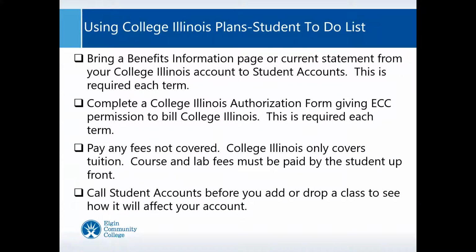The next 2 slides cover College Illinois and other 529 plans. Students using College Illinois need to bring their current benefit statement to student accounts and sign an authorization to bill form. We will ask the student if they want ECC to bill the fee term. Many students elect to save their fee terms for their transfer university. ECC's fee term is only $6, which is the enrollment fee. University fee terms are typically much higher. Lab and course fees are not covered by College Illinois.